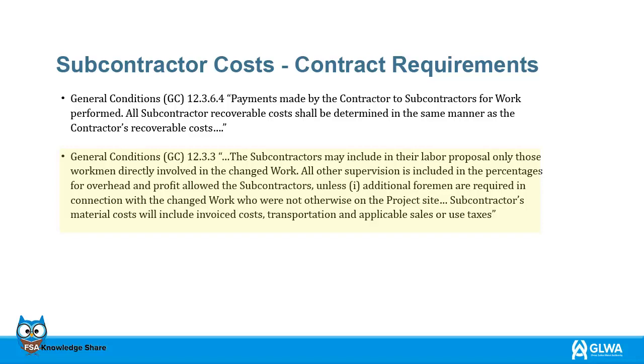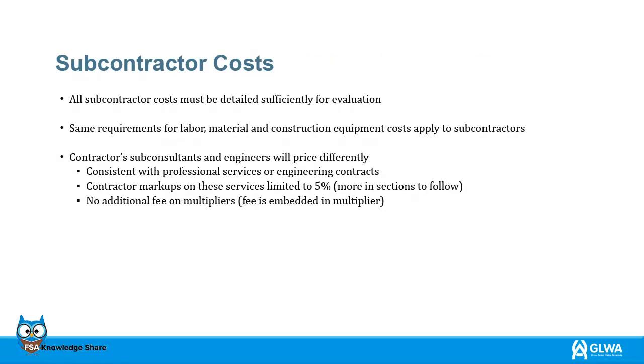Subcontractors' material costs will include invoiced costs, transportation, and applicable sales or use taxes. All subcontractor costs must be written out in detail for review. The subcontractors are bound to the same requirements for labor, materials, and construction equipment costs that our contractors are. The contractor's subconsultants and engineers will price differently, and they will be consistent with professional services or engineering contracts. There is a 5% limit on any contractor markups on these services. The fee is embedded in the multiplier, so there will be no additional fees on multipliers.